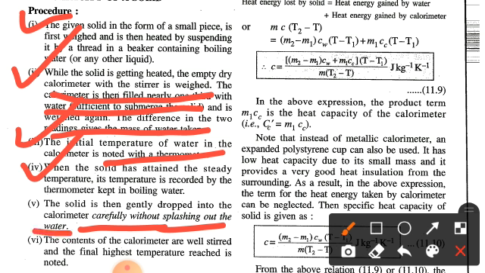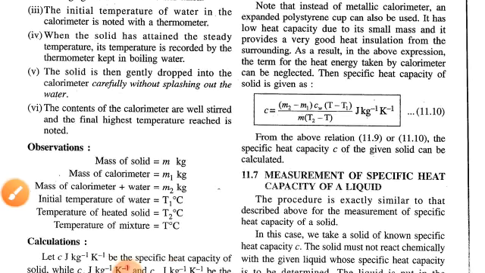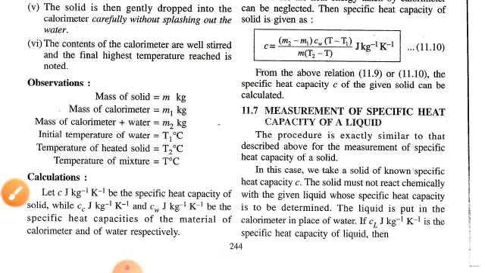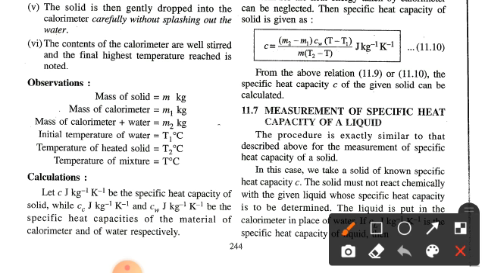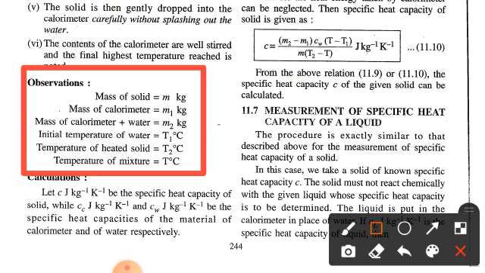Fine. And the sixth one is the contents of the calorimeter are well stirred and the final highest temperature reached is noted. You have to note down the temperature. So what you observed during this procedure, these are the observations you have to remember. That is, mass of the solid is m kg, mass of calorimeter is m1 kg, mass of calorimeter with water is m2 kg, initial temperature of water is T1 degree Celsius, temperature of heated solid is T2 degree Celsius and temperature of the mixture is T degree Celsius.